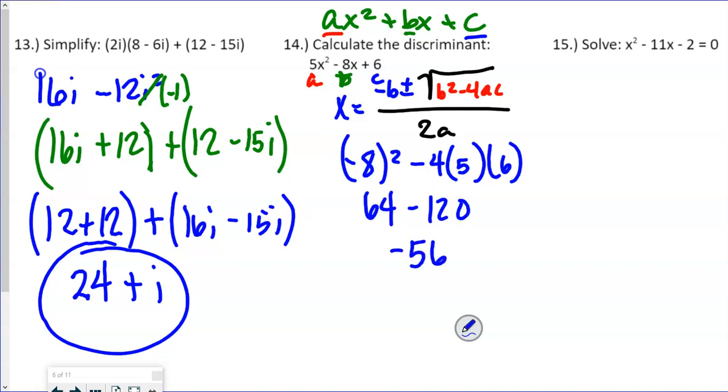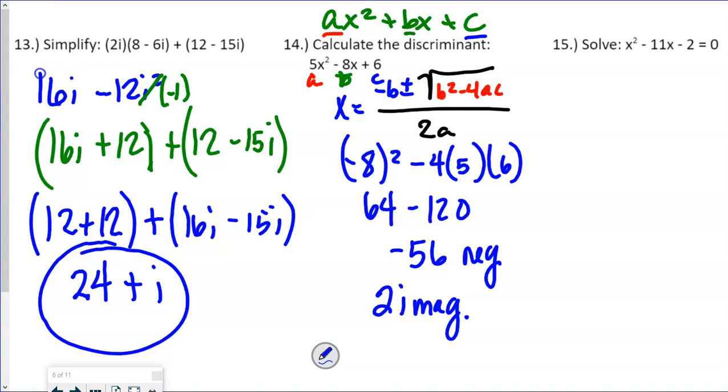So what does that tell us about our solutions? Remember, the discriminant can tell us about our solutions. So this is negative, right, y'all? And because it's negative, it tells us we're going to have two imaginary solutions, right? What if it was positive? It would tell us that we have two real solutions. And what if it was 0? Yep, one real solution.